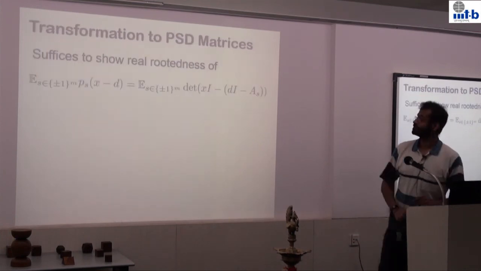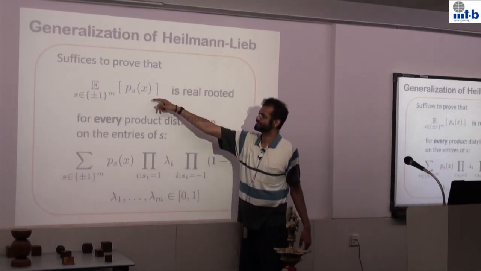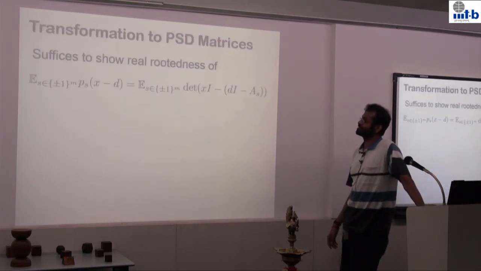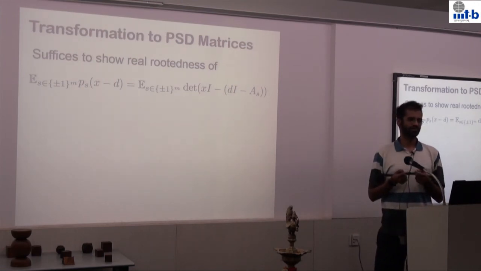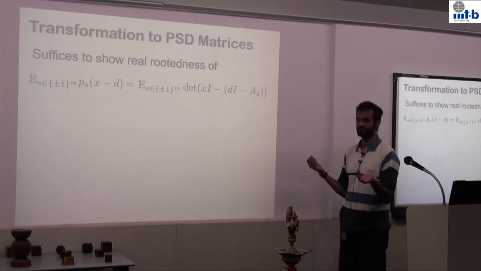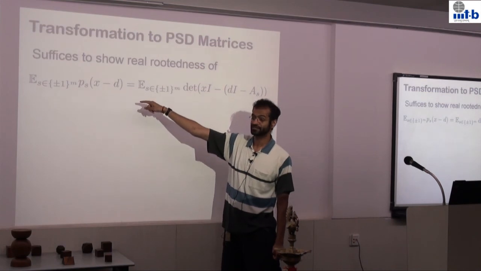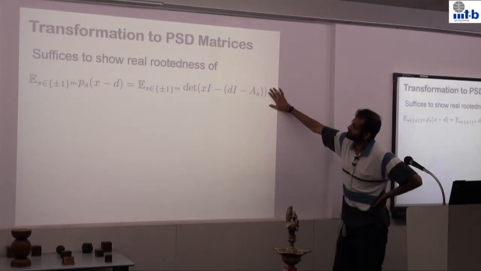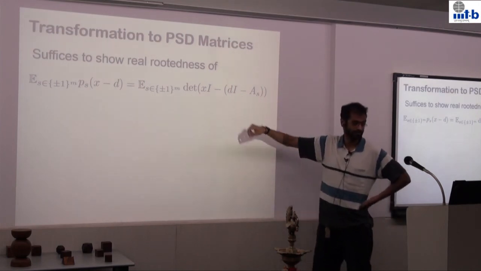Okay, so what do I need to do? I need to show that the expectation of P sub s, where P sub s is the characteristic polynomial of A sub s, is real rooted. So first I'm going to observe that real rootedness doesn't change if you shift the variable by a constant. If you take a polynomial in x and you make it a polynomial in x minus d, the roots are just shifted by d. So it suffices to show that the expectation of P sub s at x minus d has real roots for every product distribution on s. And that is something that looks like this: the expected determinant of xI minus D minus A sub s, because I just threw in this D here.